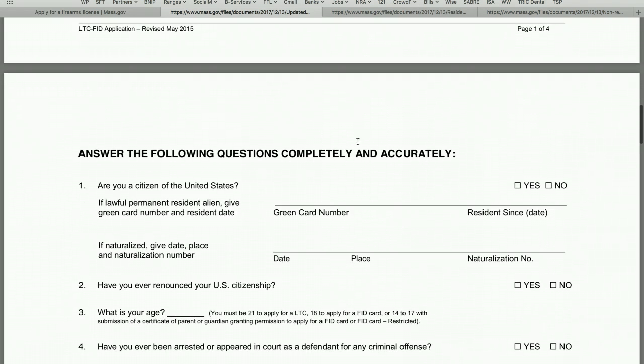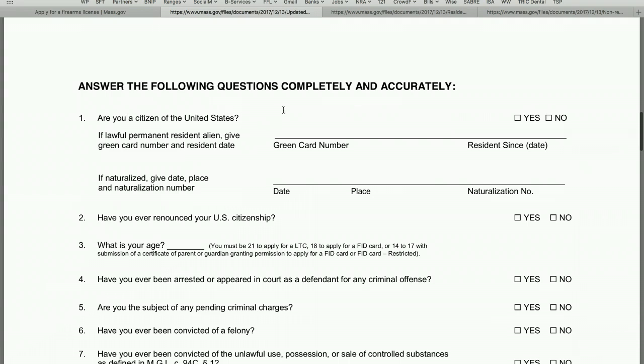Then right here, you're going to start off with question number 1: Are you a citizen of the United States? You do not need to be a citizen to be able to apply for a license to carry. There are a lot of misconceptions about that, and we'll be discussing that in the future.